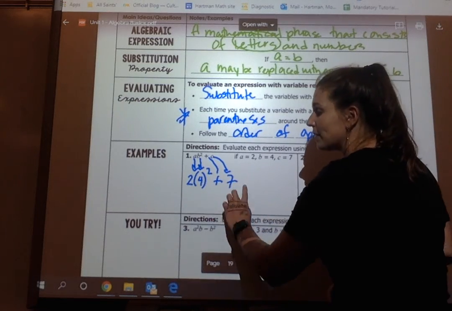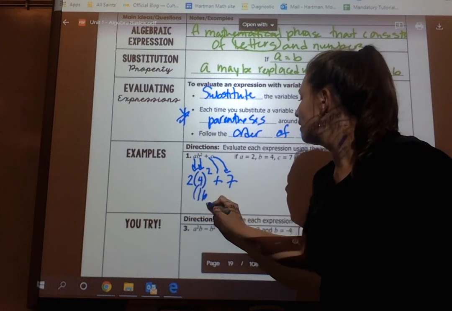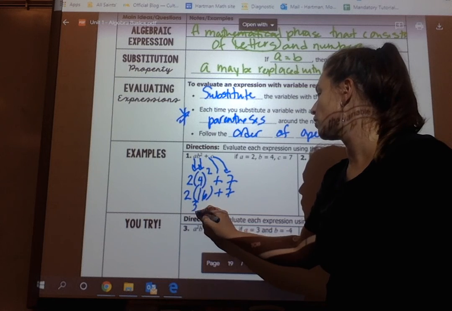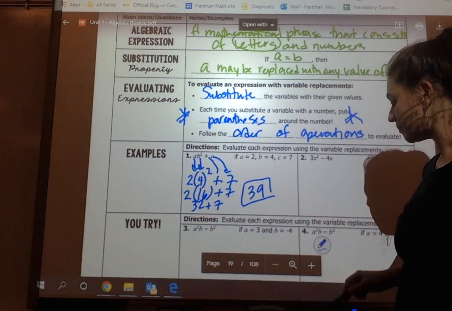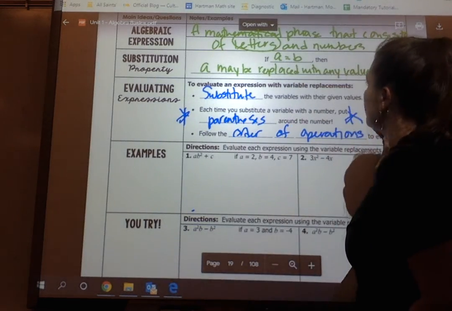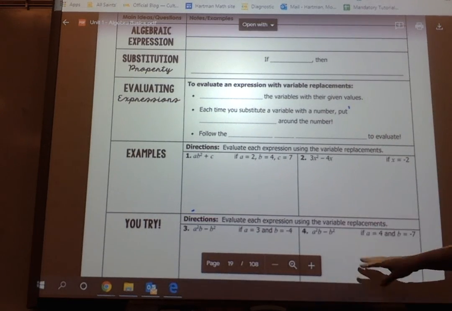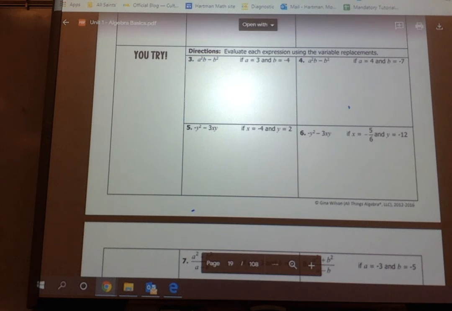So now I have this expression which I can simplify. 4 squared is 16 times 2, and then I'm going to multiply. 16 times 2 is 32, plus 7, finish it out, and my answer is 39. So that's what I should be getting for number 1. All right, let me erase this, and then we're going to do some more. You can be trying number 3 while I'm getting my screen ready, and then let's see if we get the same thing.